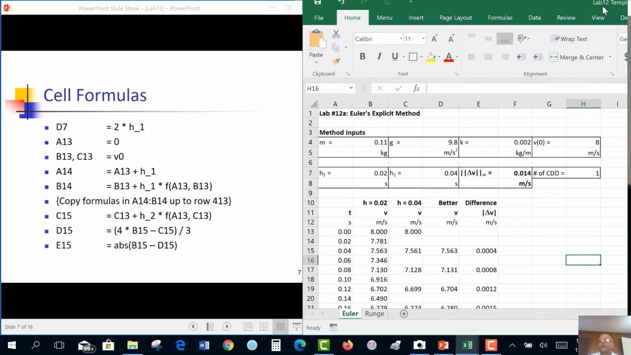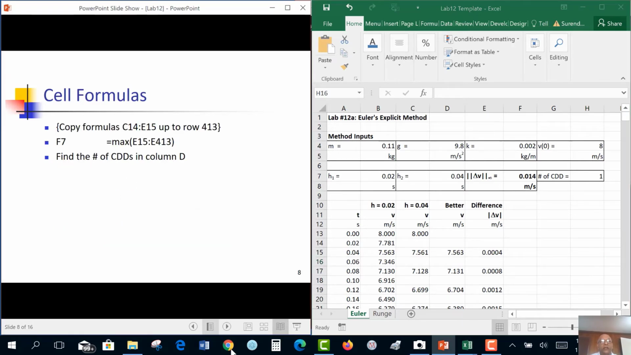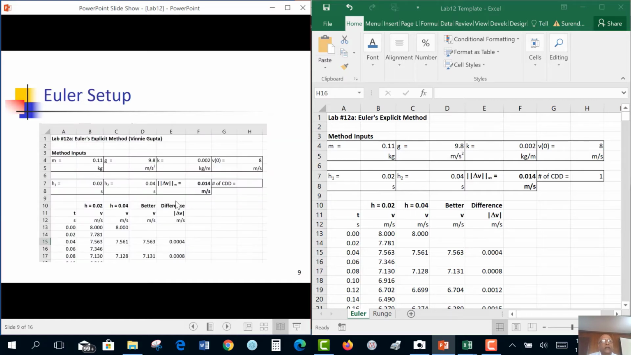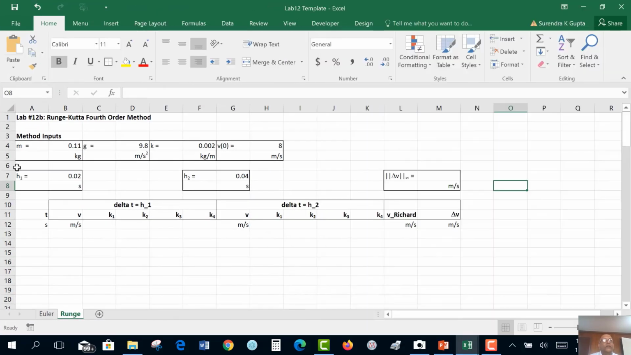Okay, so let's see what we are doing next. So we have done this, we have found number of CDDs. This is our Euler setup, so you can see my values and check against. All right, let's move on to Runge-Kutta method. So of course, I've got these method inputs, but we are borrowing these constants from Euler sheet. So just for completeness, I have kept it on this worksheet. Plus, you could just copy over, of course, from Euler to this and make minor changes. So here is our H3.